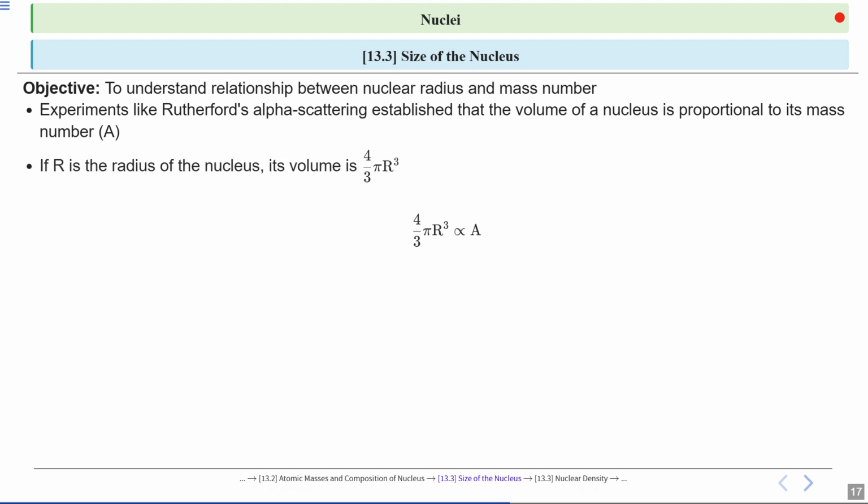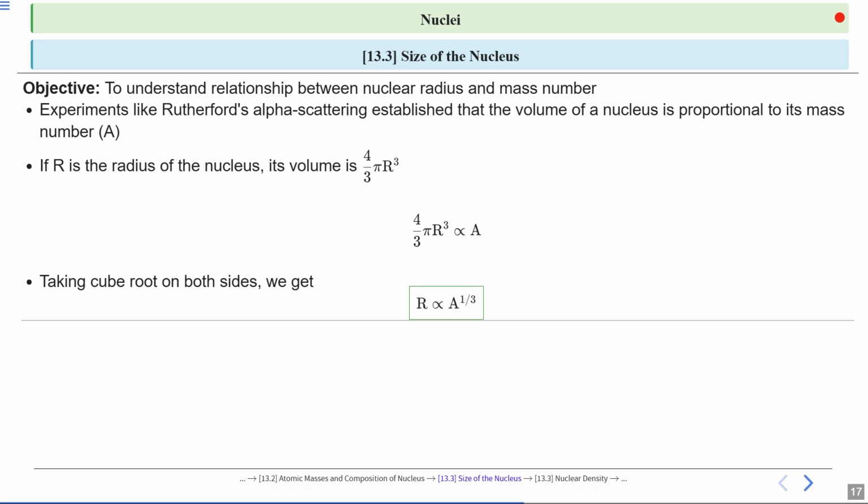Now let's connect this to the formula for the volume of a sphere, which is V equal to 4 by 3 times pi times r cubed, where r is the radius of the nucleus. Since the volume is proportional to A, we can write 4 by 3 pi r cubed proportional to A. This means that as we increase A, the radius r must also increase, but not in the simple one-to-one way.